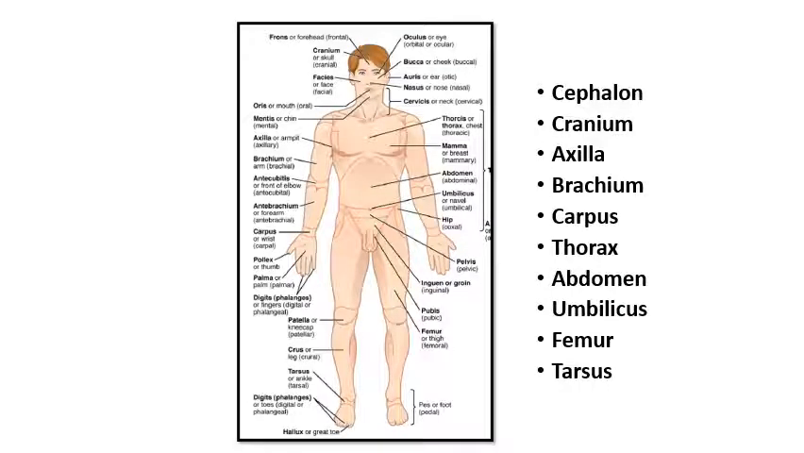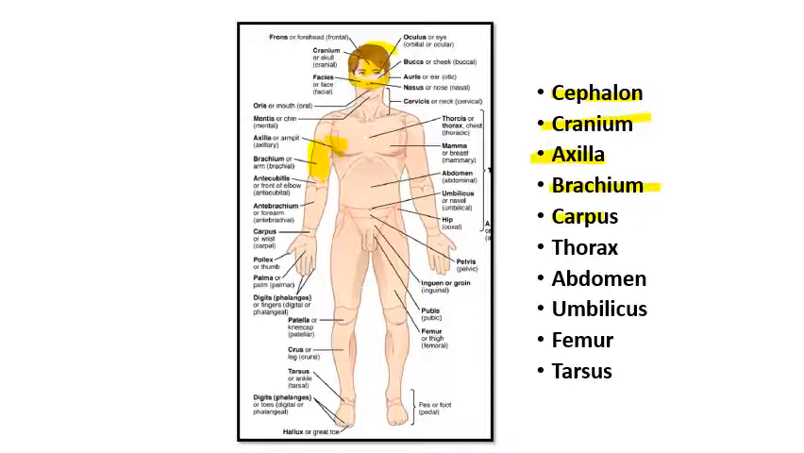All right, now if you continue to look at that figure, you'll notice that the different parts of the body have different names. The cephalon refers to the head. The cranium refers to a specific part of the head. The term axilla refers to the armpit, the axillary region. The term brachium refers to the upper arm, just above the elbow. That's the brachium.